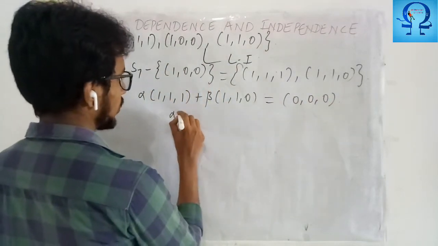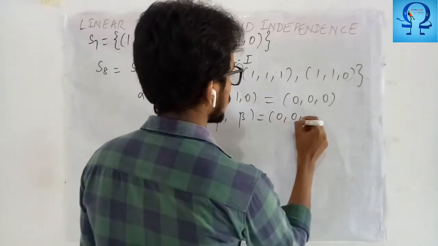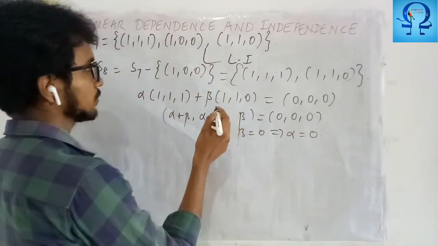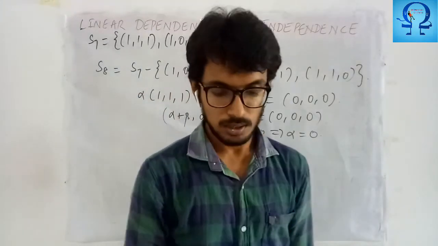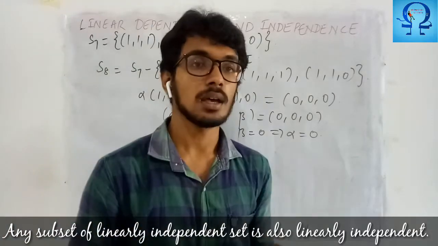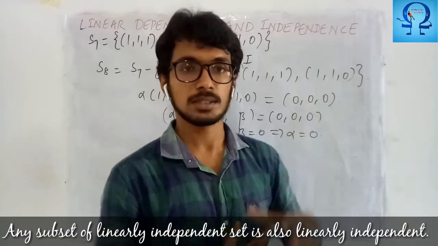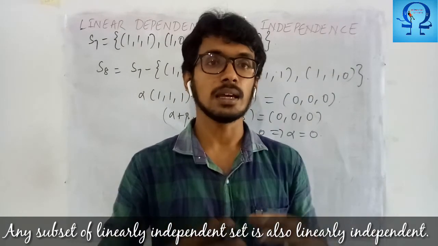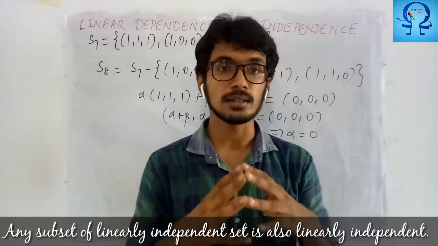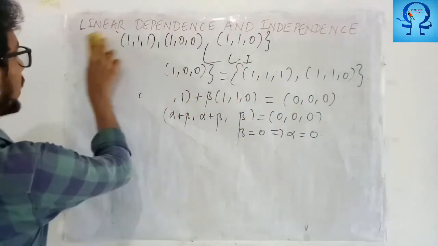So here what am I going to get? I will get alpha plus beta, and again alpha plus beta, and beta, which is 0, 0, 0. This clearly tells me beta is 0, therefore alpha has to be 0. Even if I choose another element from here, I am going to get the same. So you can see that S8 is a subset of S7, and S8 is also linearly independent. A general remark we can make from this problem is that any subset of a linearly independent set is also linearly independent. Let me repeat, any subset of a linearly independent set is also linearly independent. Now let us see a few more problems on R3 of R.